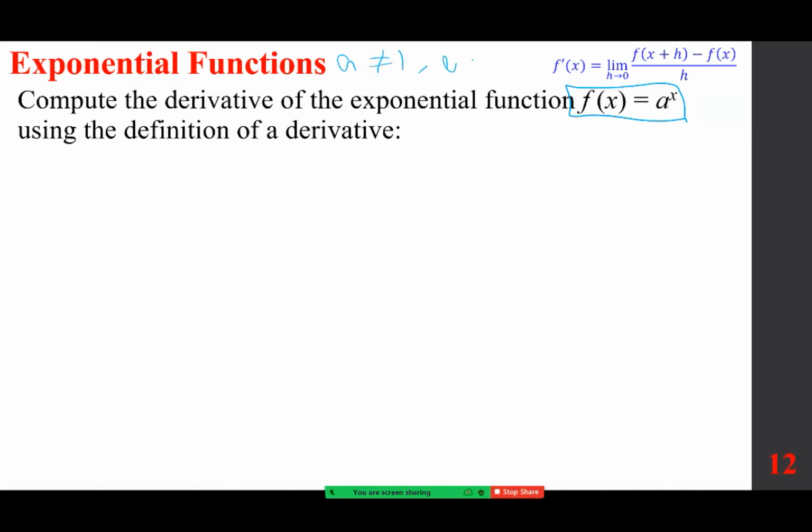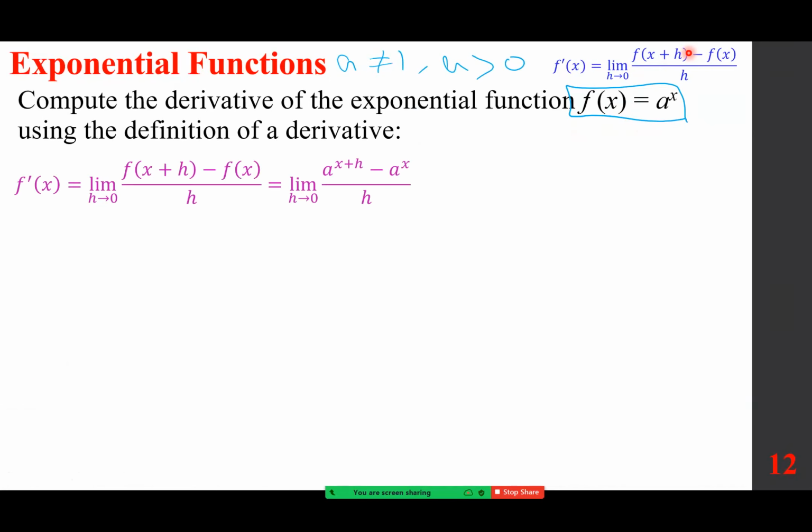a can't be 1 and it must be positive. So we want to find the derivative, so let's go with the definition. And it becomes a to the power of x plus h minus a to the power of x over h, and we are going to simplify this expression.